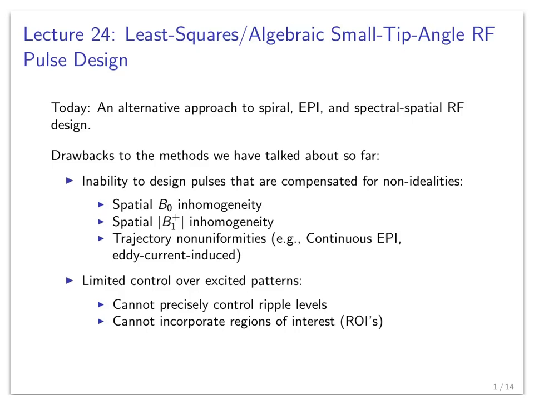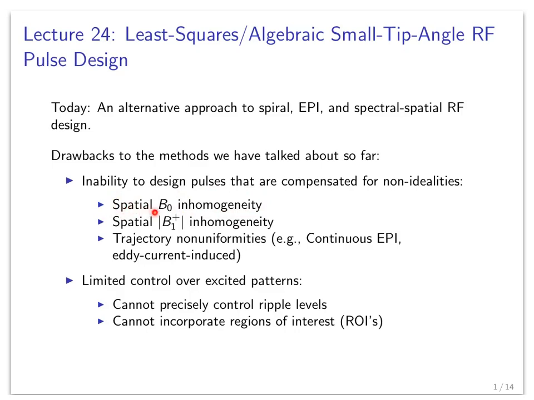Okay, so to motivate this, I'd like to point out some of the drawbacks to the classical methods that we've talked about so far. These include the inability to design pulses that are compensated for non-idealities, either coming from the scanner itself or arising due to different patient properties. So we have spatial B0 inhomogeneities, right? We talked about the effects of spatial B0 inhomogeneities on spiral, echoplanar, and spectral spatial RF pulses, but we didn't talk about any ways that we can actually correct for those effects.